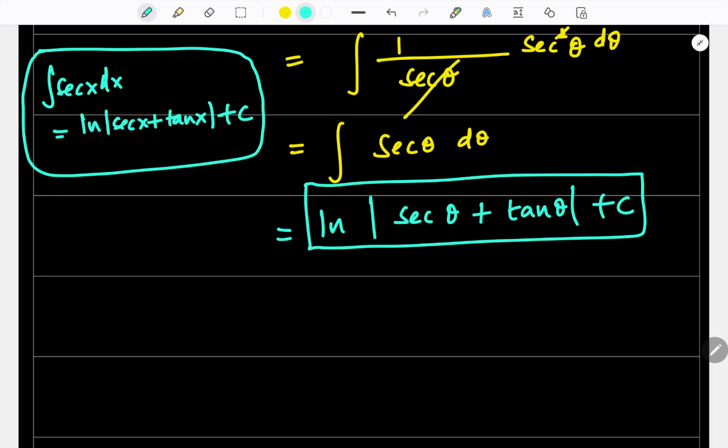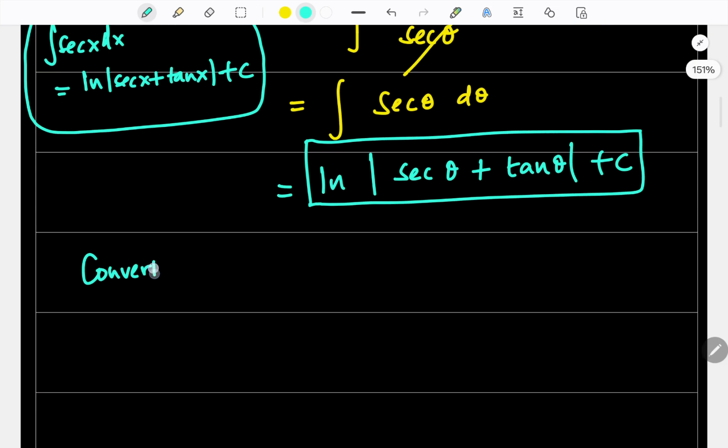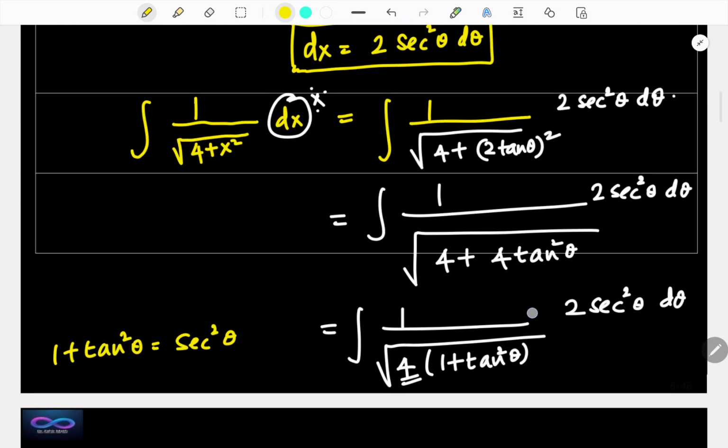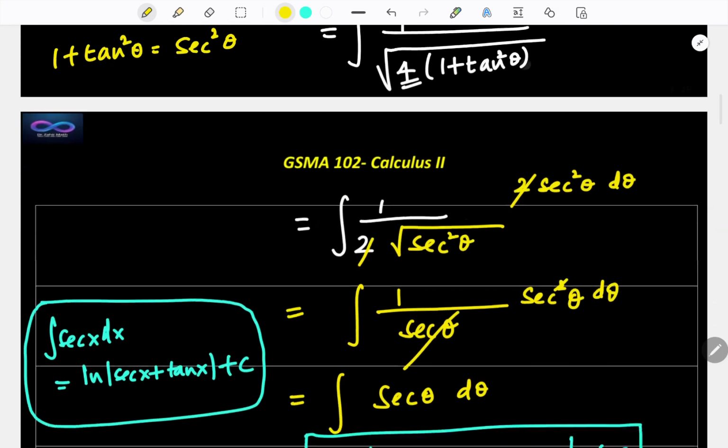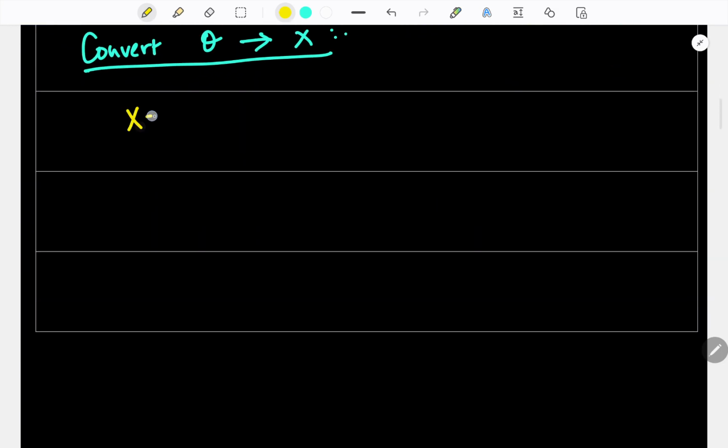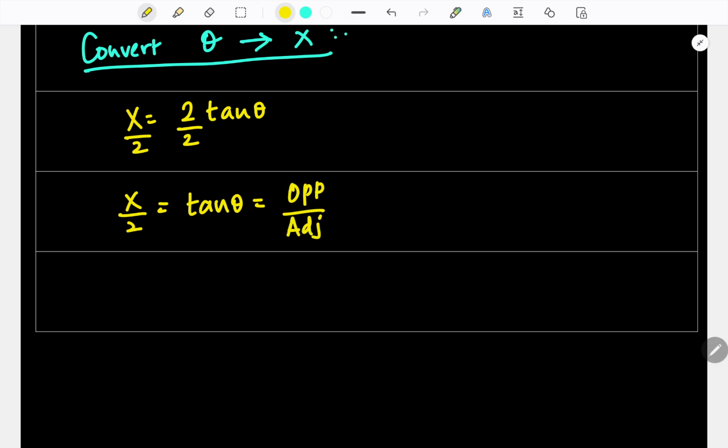Is this going to be your final answer? No, no, no. You have to convert theta in terms of x. That is the next step you are going to do. For this, we are going to take this equation as a helper. So x is equal to 2 tan theta. Divide by 2, divide by 2. So x by 2 is equal to tan theta. What is the formula for tan theta that you studied? Opposite side divided by adjacent side. So let's draw a triangle.